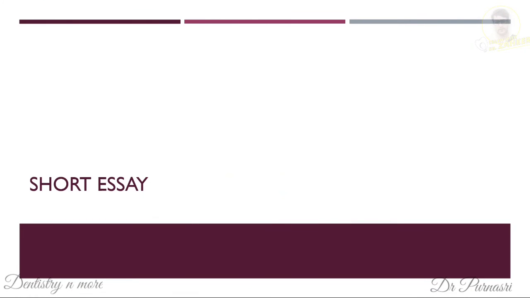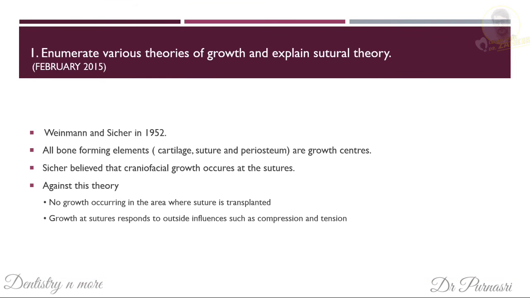Coming to the short essays in this topic. The first question is enumerate various theories of growth and explain sutural theory. Enumeration we have already discussed. Coming to sutural theory, it was given by Weinmann and Sicher in 1952. This theory suggests that all bone growing elements, that is cartilage, suture or periosteum, are growth centers. So Sicher believed that the craniofacial growth occurs at sutures. That is why it's called the sutural theory.